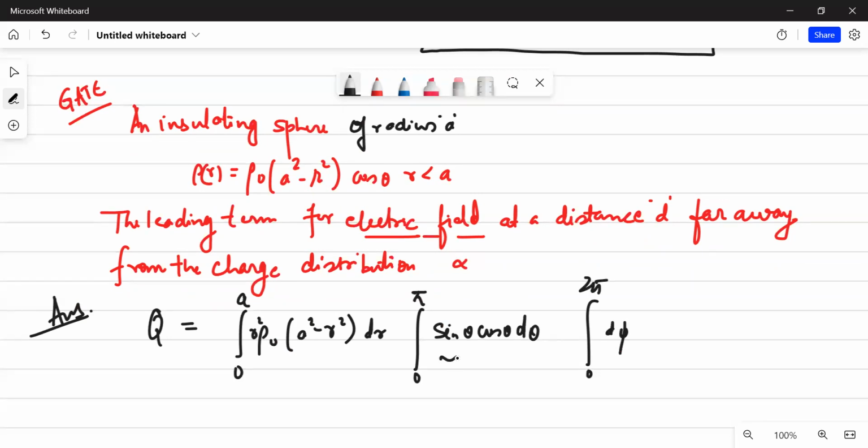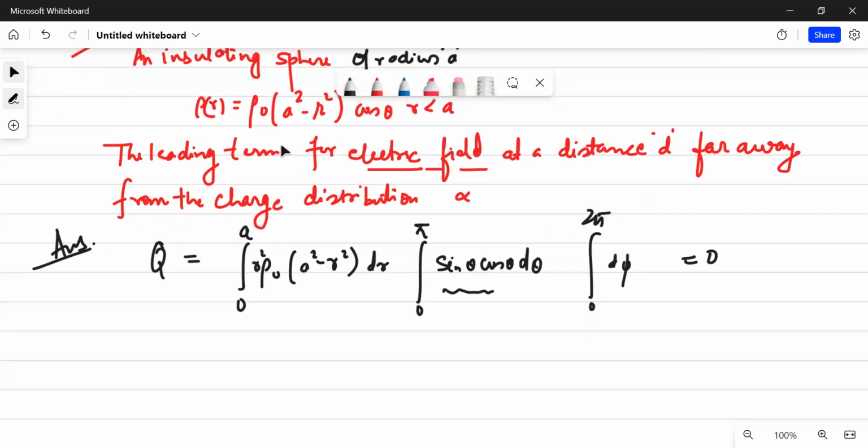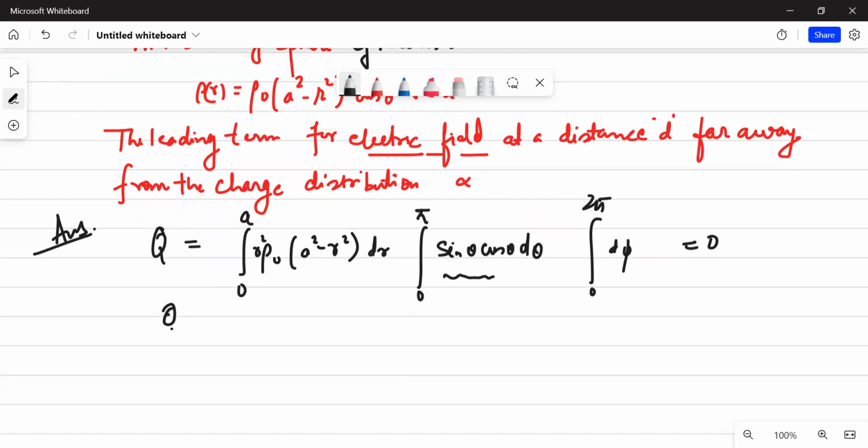Is that clear? This integration would be 0. Clearly you can see that this integration would be 0, because sin theta cos theta would give you sin 2 theta divided by 2, and integrating from 0 to 2 pi, this will come out as 0. Is that clear? And if this is 0, that implies your total charge is 0. If your total charge is 0, the contribution from monopoles to the potential would be 0. Is that clear?